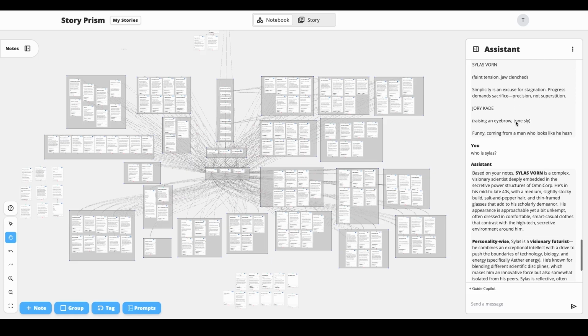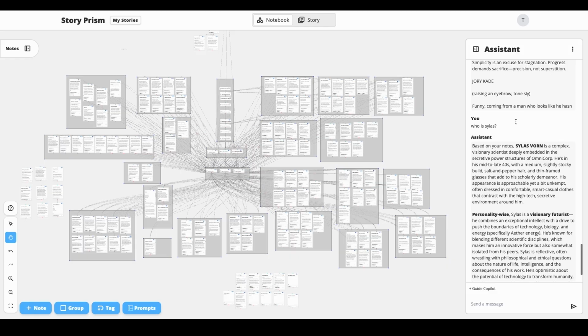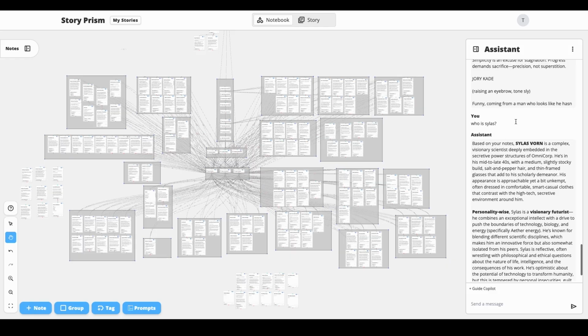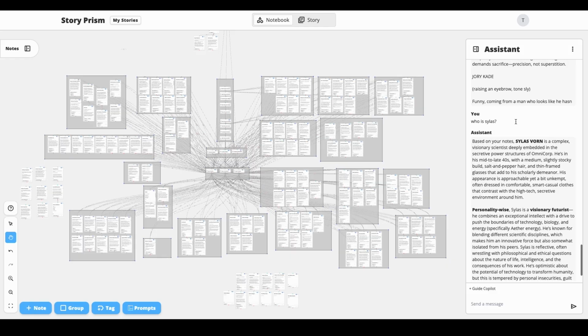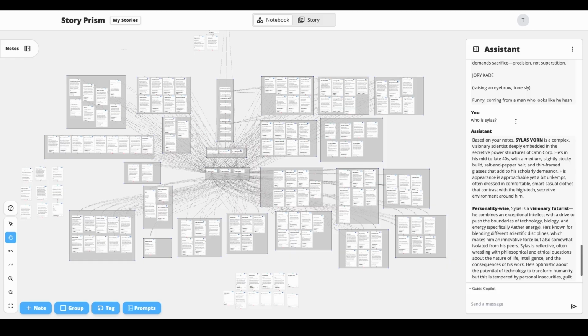So based on the notes, Silas Horn is a complex visionary scientist deeply embedded in the secretive power structure of Omnicorp. He's in his mid to late 40s with a medium slight stocky build, salt and pepper hair, and thin frame glasses that add to his scholarly demeanor. His appearance is approachable, yet a bit unkempt, often dressed in comfortable and smart casual clothes that contrast with the high-tech secretive environment around him.